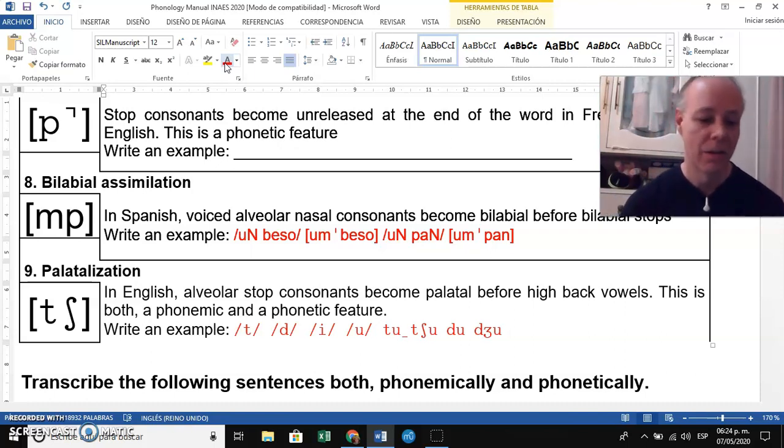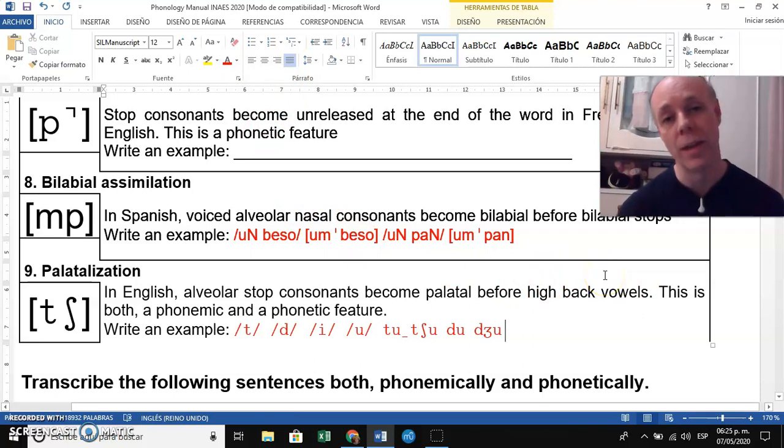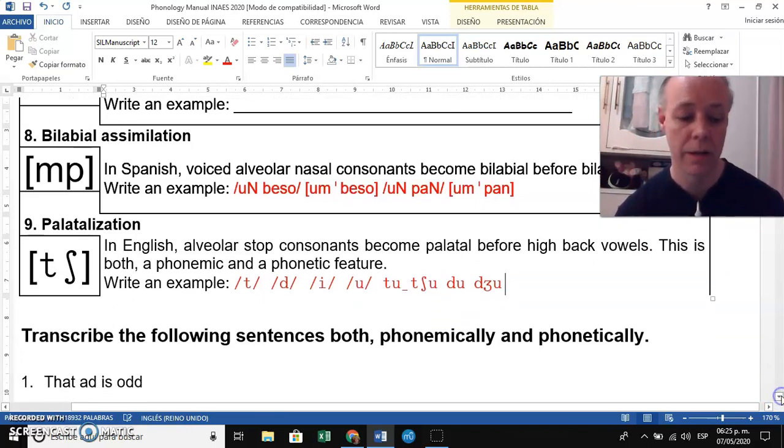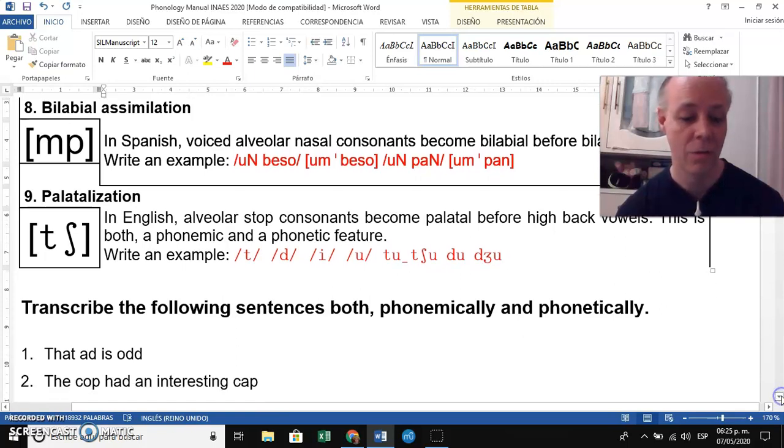Okay. So what do we call that? Palatalization. That's the phenomenon that occurs. Yes. And that has to do with allophonic variations. We have finished this lesson. And your task from now on would be to transcribe not just words, but phrases and sentences. So, practice.